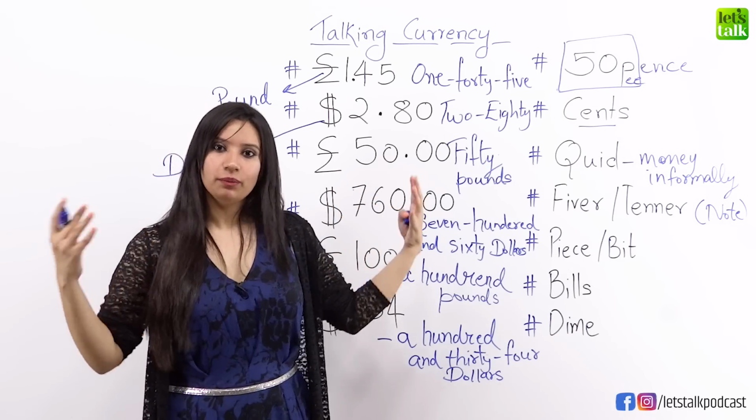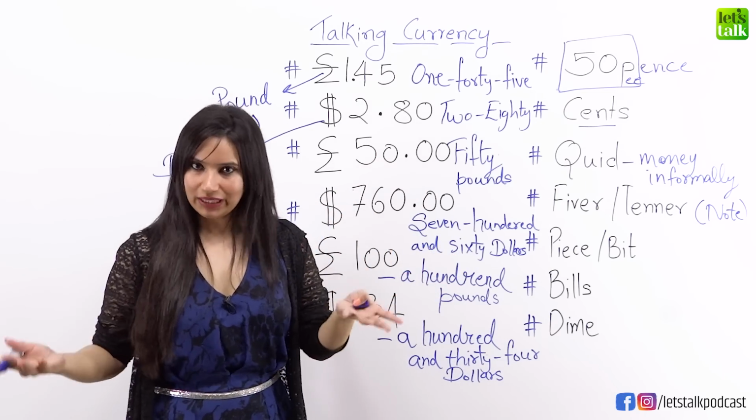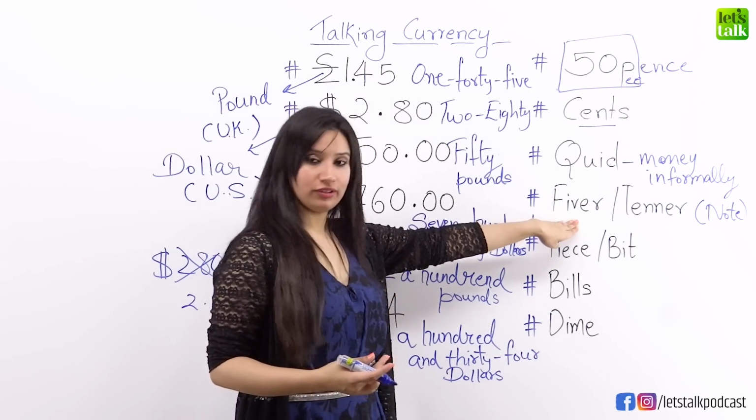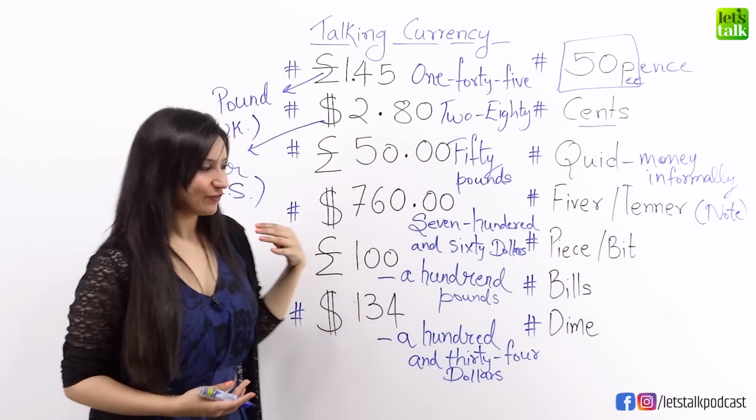And if you have a 20-pound note, then there is no informal word for that. You will have to call it 20 pounds. And either you say 5 pounds as fiver or 10 pounds as tenner.